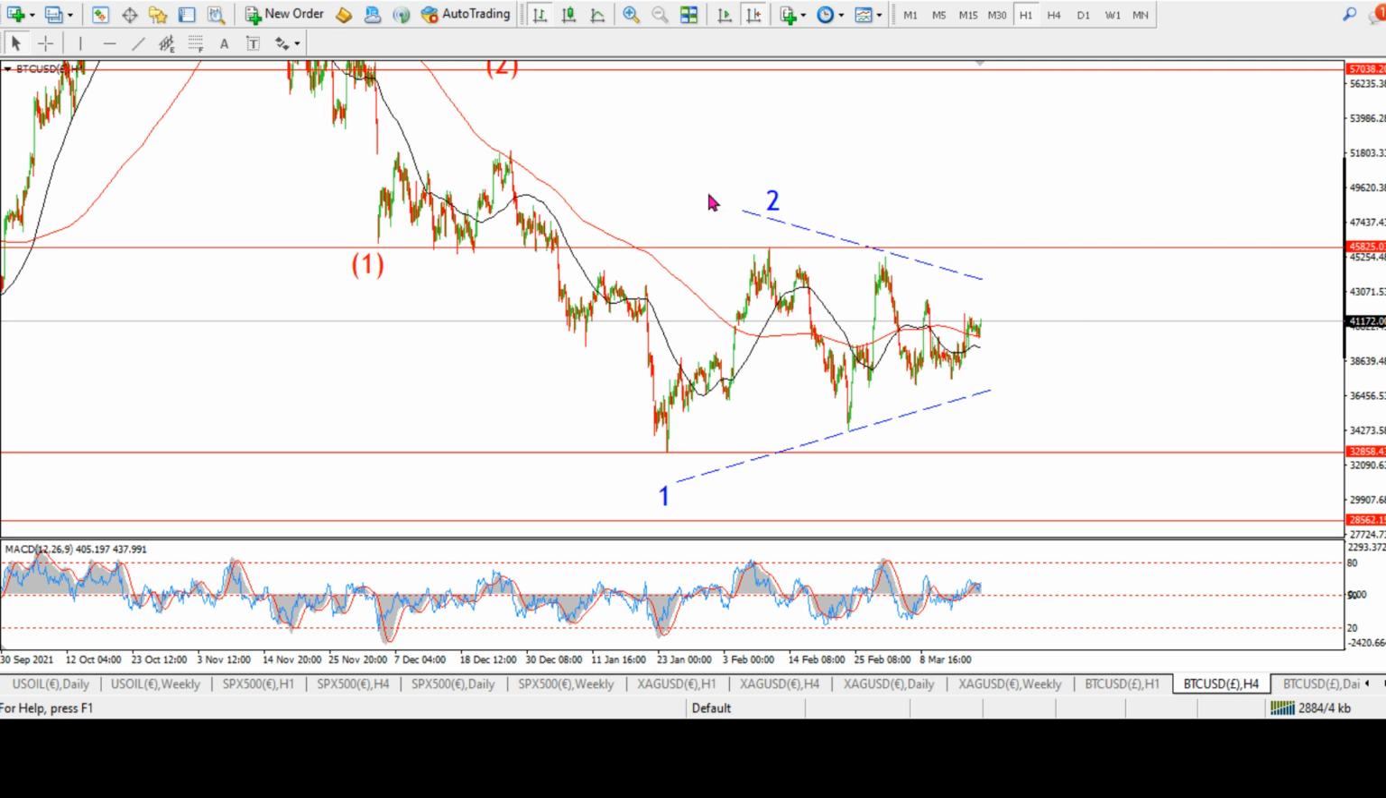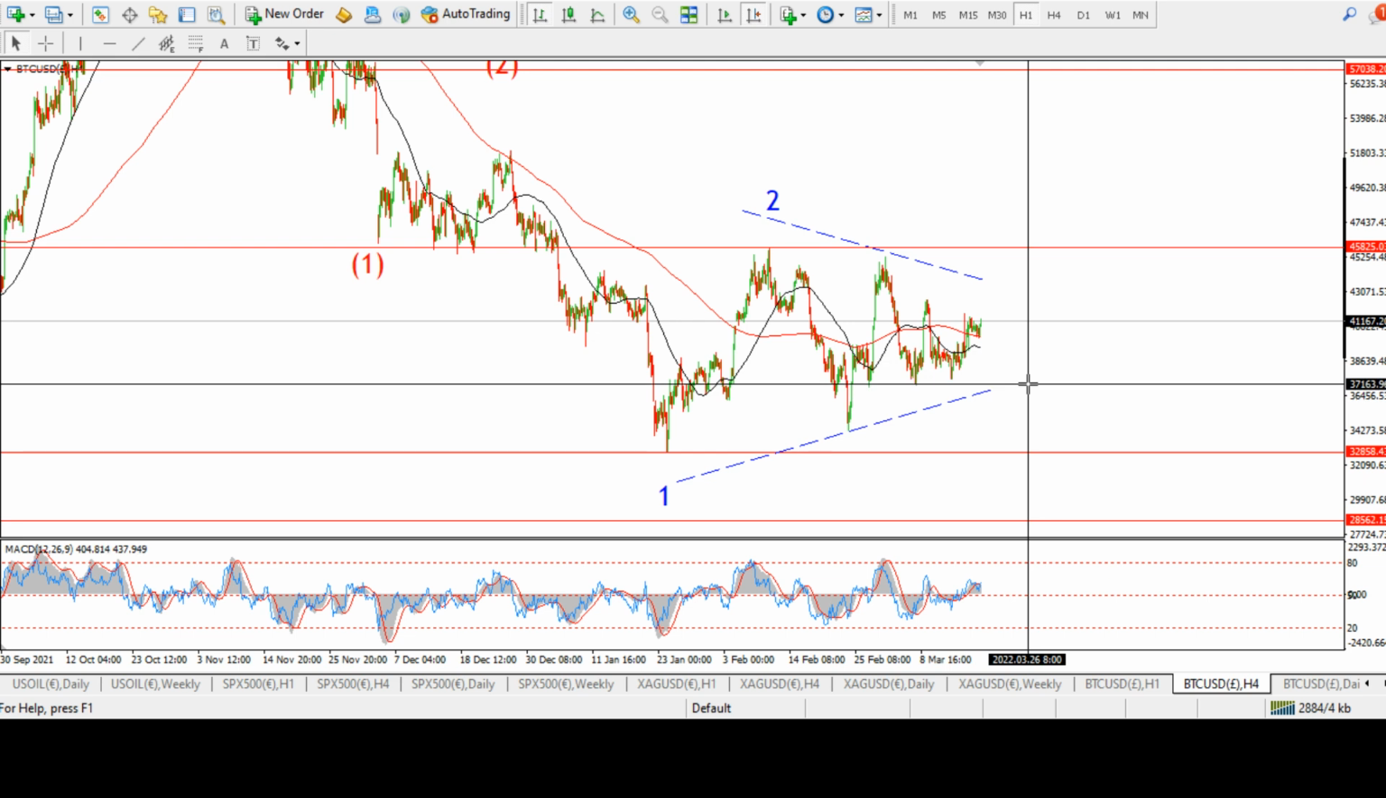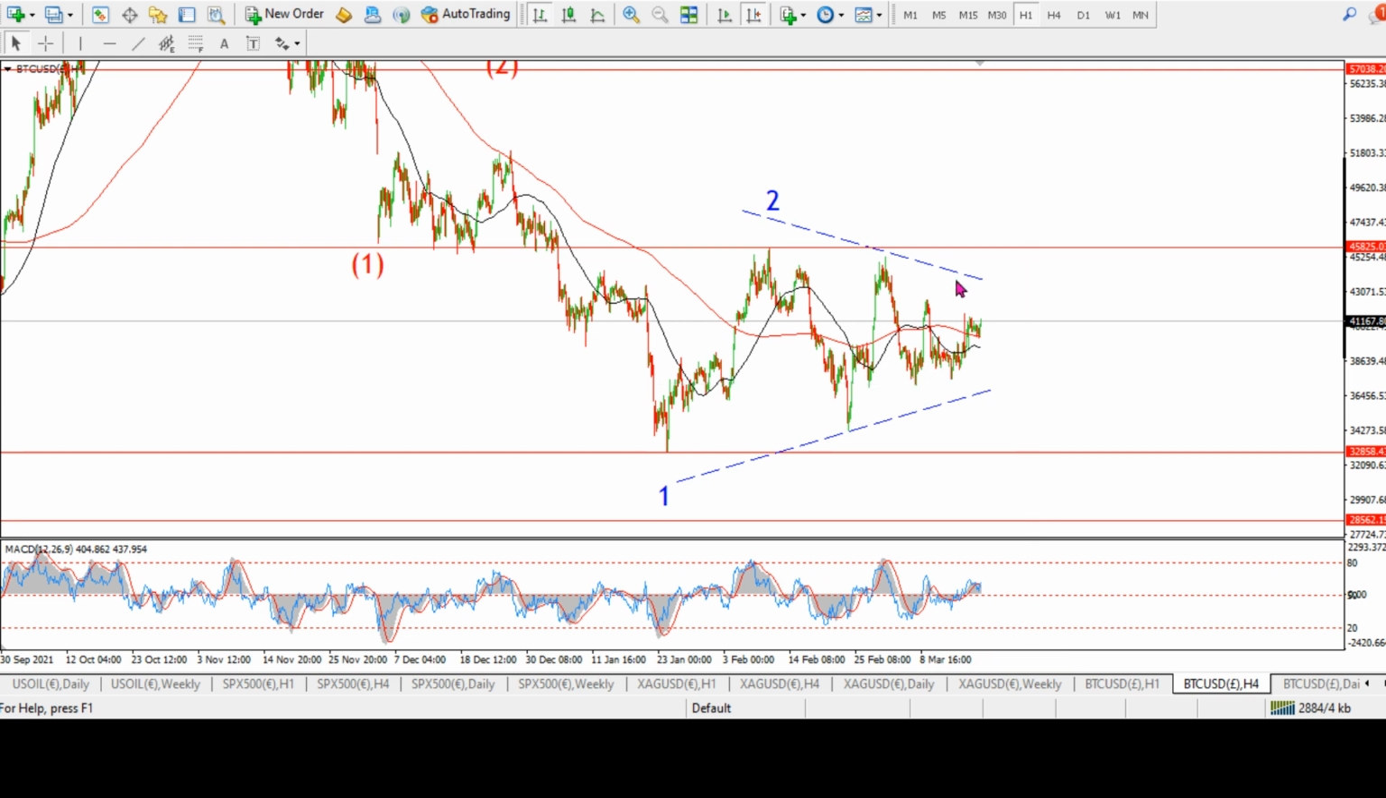So I would watch this further price compression next week, followed by a little break below, let's say, the range, below, let's say, 37,000 again. That would really fall in favor of a triangle here in a fourth wave, and then we would expect a fifth wave down over the following few weeks. Okay, let's move on.